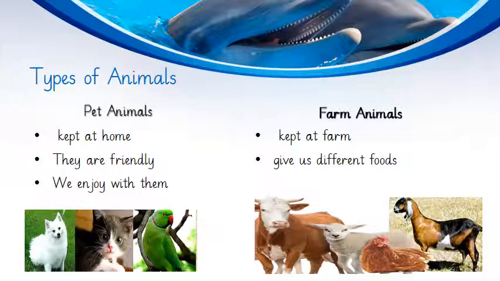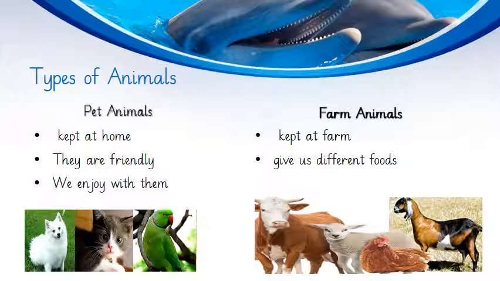There are different types of animals. Some are pet animals and some are farm animals. Let's discuss pet animals first. Animals which are kept at home are called pet animals. For example, dogs, cats, birds, and fish are pet animals. We care for our pets. These are very friendly and we also enjoy with them.